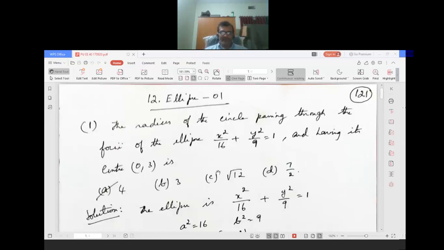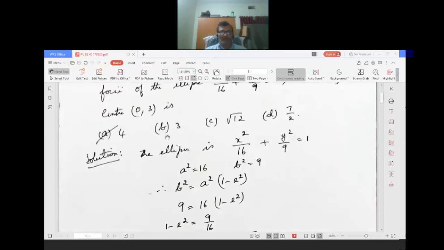So once again I will explain this. The radius of the circle passing through the foci of the ellipse x squared by 16 plus y squared by 9 equals 1, and having its center 0 comma 3 is: a, 4; b, 3; c, root 12; d, 7 by 2.